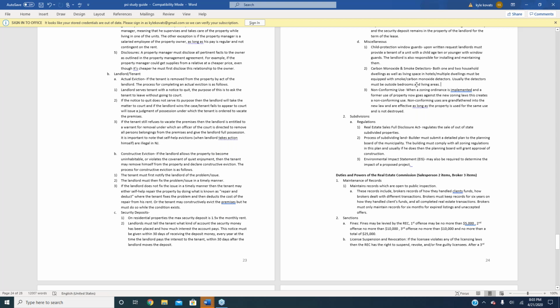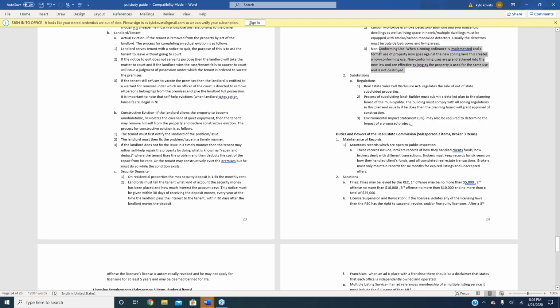Speaking of fire hazards, carbon monoxide and smoke detectors. These here must be located on every single level of the home and outside each sleeping area. So again, carbon monoxide and smoke detectors must be located on every single level of the home and outside each sleeping area.